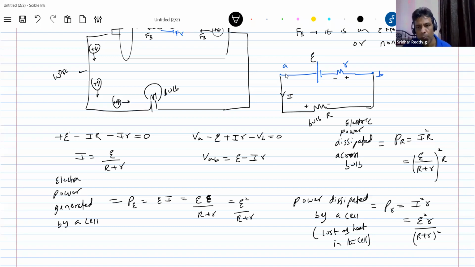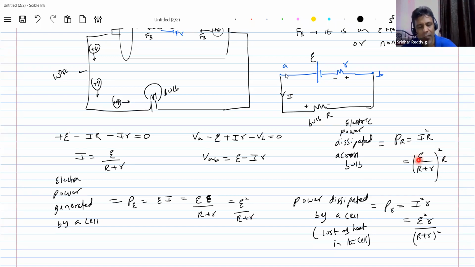Now if the internal resistance is more, then the cell is not of good quality. All the power generated by the cell should go to the bulb, but here is the problem: because of internal resistance, some power is lost. So shall we call efficiency? What do you mean by efficiency? Power dissipated across the bulb divided by power generated by the cell. Definitely the power across the bulb will be less than the power generated by the cell. You can see that from the equations here.